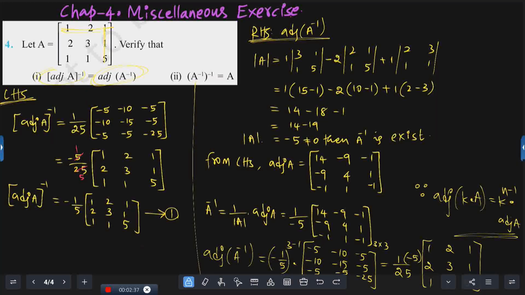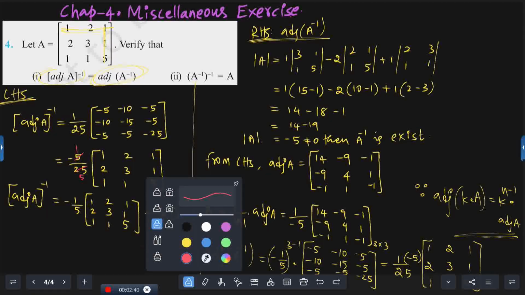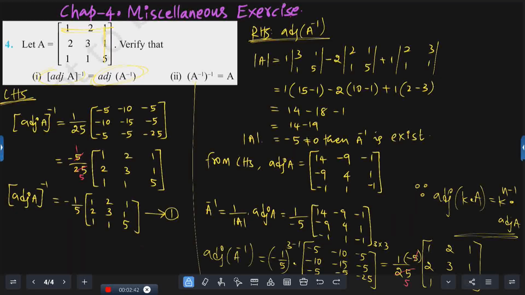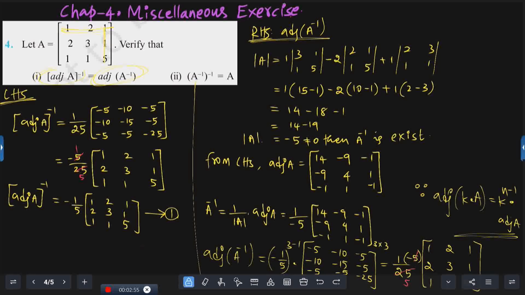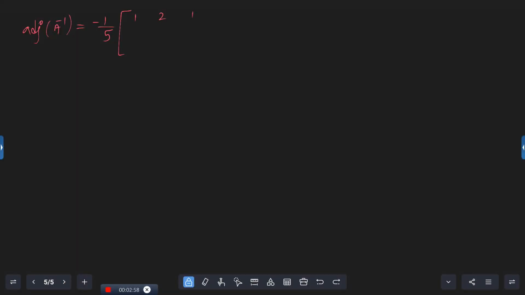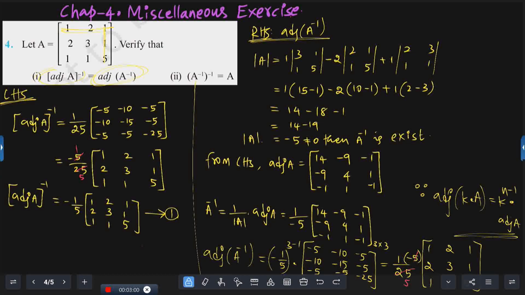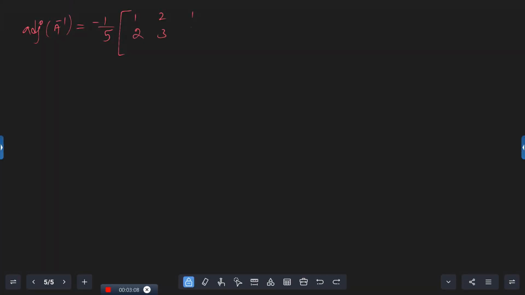The 5 under this you can cancel. 1 fives are 5, 5 fives are 25. So minus 1 by 5 I am getting. Adjoint of A inverse is equal to minus 1 by 5 into 1, 2, 1; 2, 3, 1; 1, 1, 5. That's it. So this is my answer for this.